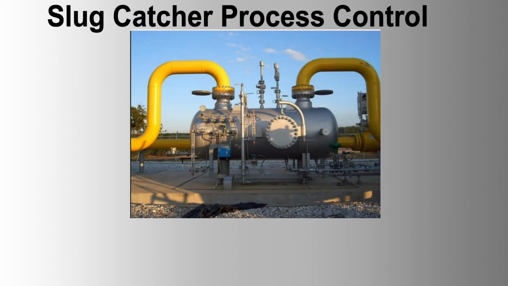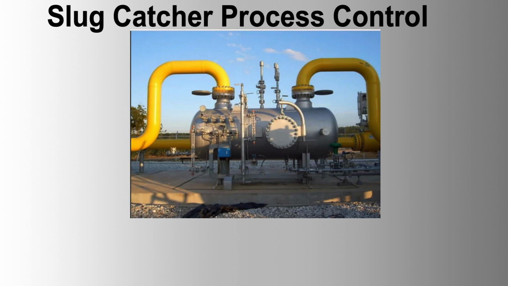Basic control loops. 1. Inlet flow control, FIC, flow indication control. Purpose: regulate the flow rate of the incoming multiphase flow to ensure the slug catcher operates within its design capacity. Components: flow meters, control valves, flow controllers. 2. Gas pressure control, PIC, pressure indication control. Purpose: maintain the gas pressure within the slug catcher to prevent overpressurization. Components: pressure transmitters, pressure control valves, pressure controllers.